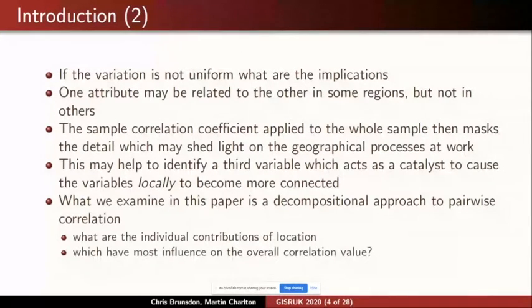And then there's other things which might happen. So if we observe heterogeneity, there's a third variable which might act as a catalyst to cause the variables locally to become more connected. So what we're going to do in the paper then is to undertake a decompositional approach to pairwise correlation. So what are the individual contributions of location, and which of them have the most influence on the overall correlation value?